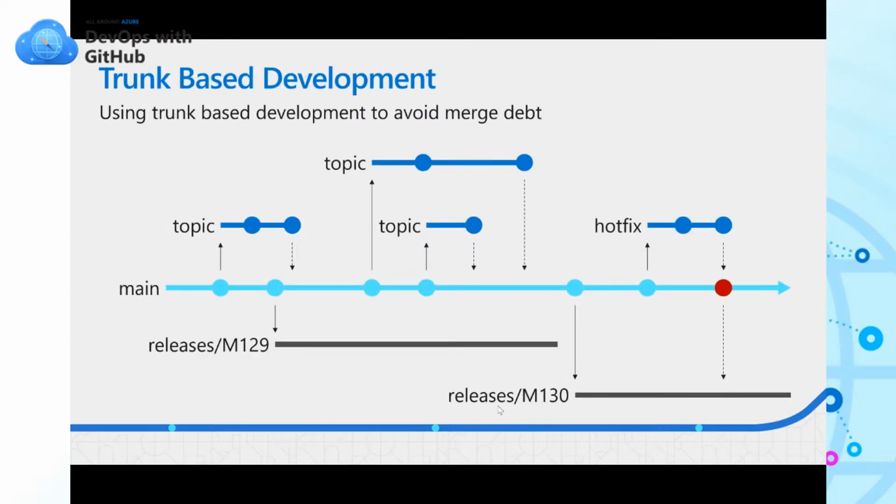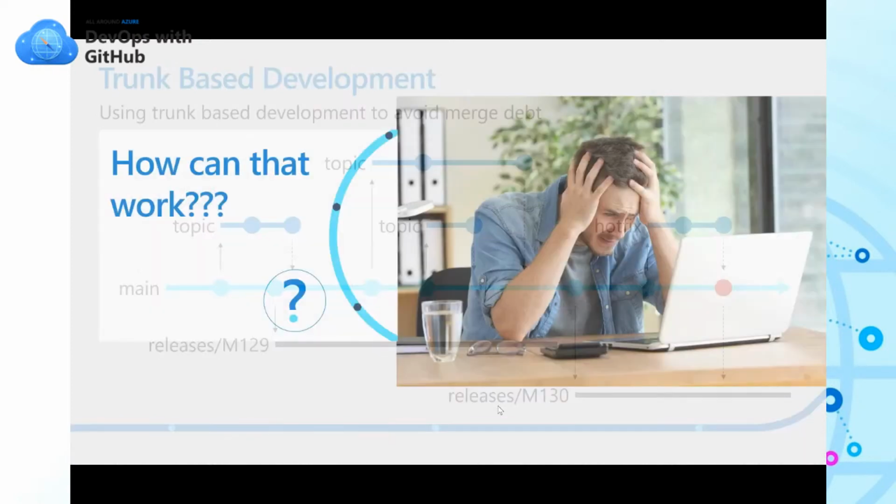Instead, Tailwind Traders has decided to use trunk-based development. So they're basically developing off of the main branch, and they're checking in code frequently. So with no long-running branches, there's almost no merge conflicts to fix. And if they occur, you should be able to fix those quite quickly because the code is still very fresh.